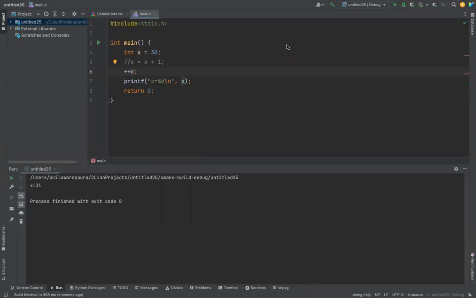If you use x plus plus, we call this the postfix operator. If you use plus plus x, this is the prefix operator. Sometimes you may think that there is no difference. No, there is a difference. I'll come to the difference. So usually x plus plus or plus plus x simply means increment the value by 1.